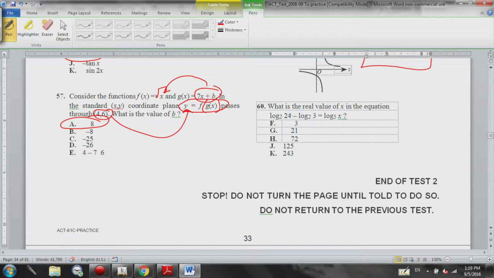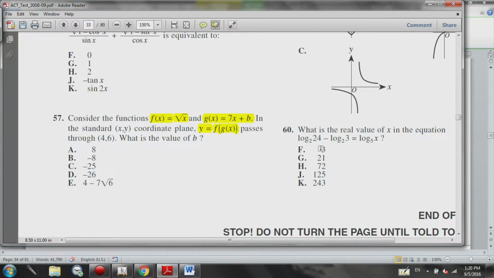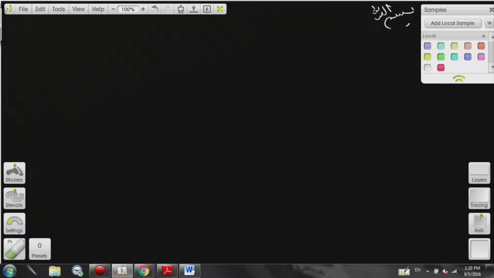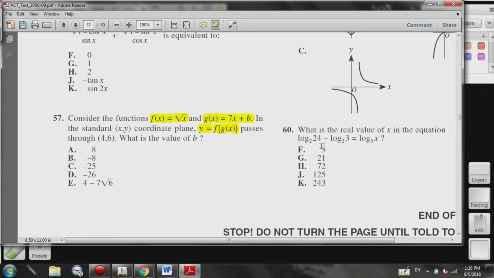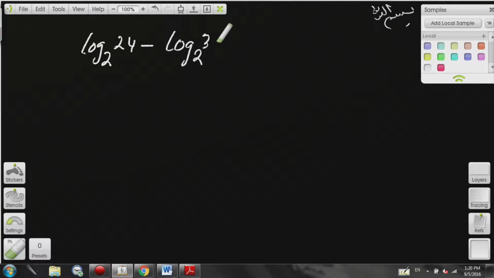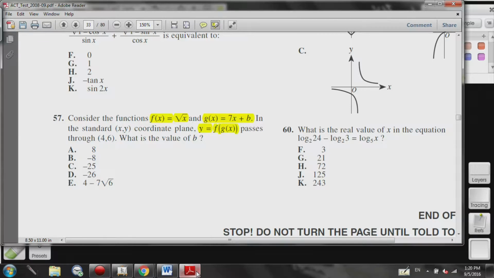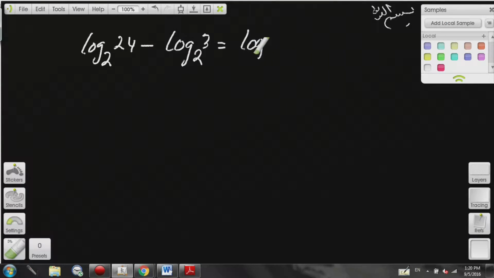You're told log base 2 of 24 minus log base 2 of 3 equals log base 5 of x. Okay, let's write this and solve this log equation. So log base 2 of 24 minus log base 2 of 3 equals log base 5 of x.